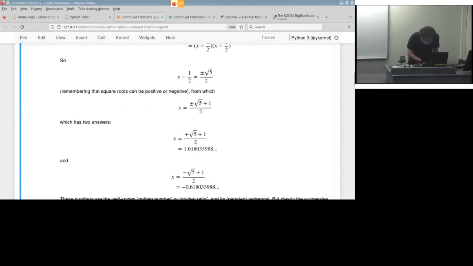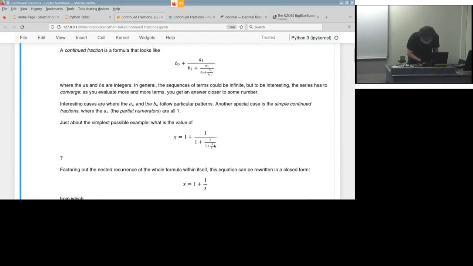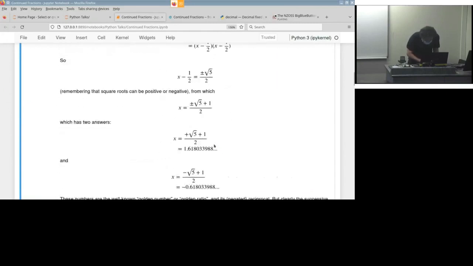Square roots can be plus or minus, remember. So the positive answer is this number, 1.618. And the negative answer, of course, because that series there is only positive numbers, it can't have a negative answer. But the negative answer, look, is very similar to the positive. Now, anybody recognize this number? This is called the golden ratio. Oh, yes.